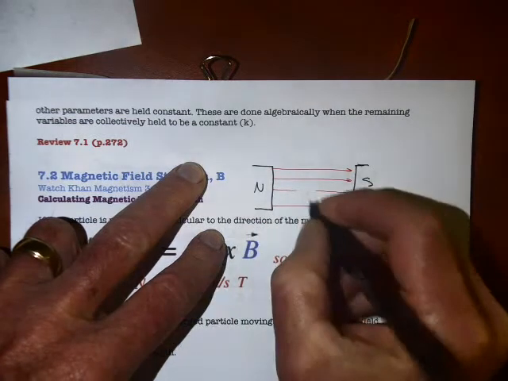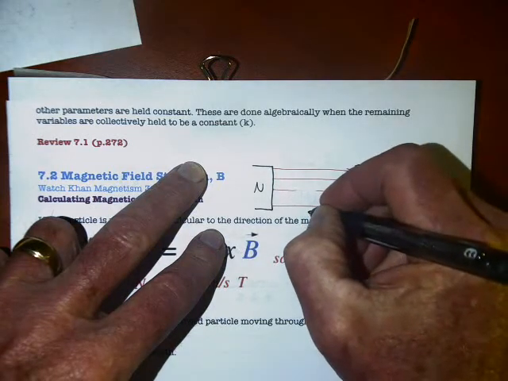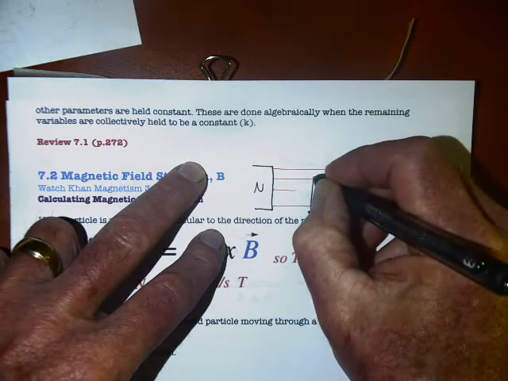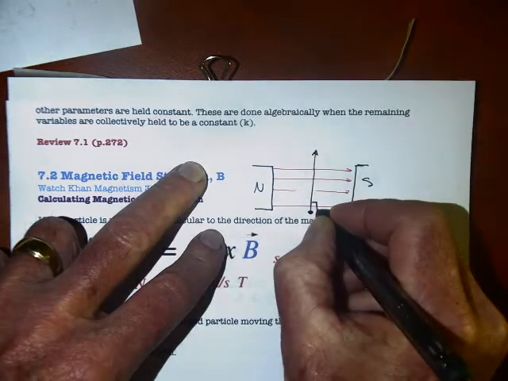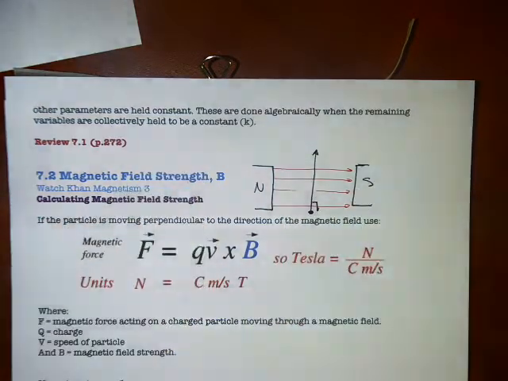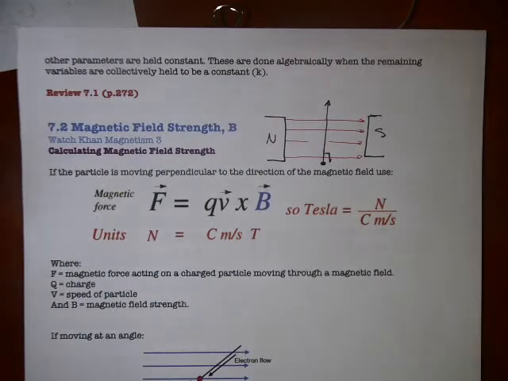So the idea here is if you've got a particle that is moving like this, perpendicular to the field, what is the force on it? And so the force, and this is one of those things you want to write down on your card, write it down under calculating magnetic field strength. Okay.